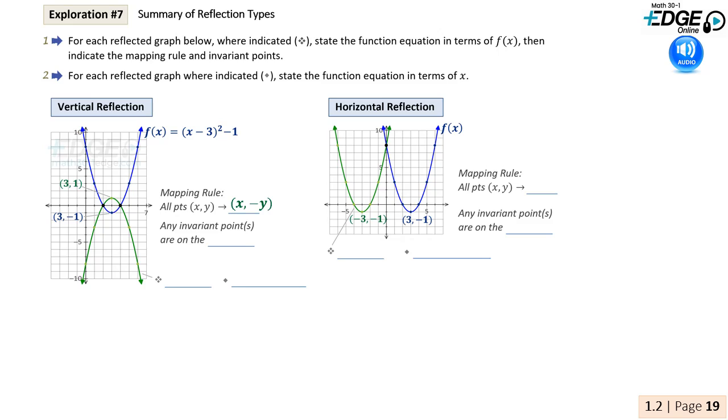Here, when we reflect over the line y = 0, all points have their heights changed from positive to negative or vice versa. This means any points that have a height of 0, which will be found on the x-axis, do not change and are labeled as invariant points. We write this in terms of f of x by saying y equals negative f of x, because it is the height or output value that has been made negative. Let's have a look at the equation given for f of x in blue, which is f of x equals (x minus 3) squared minus 1.